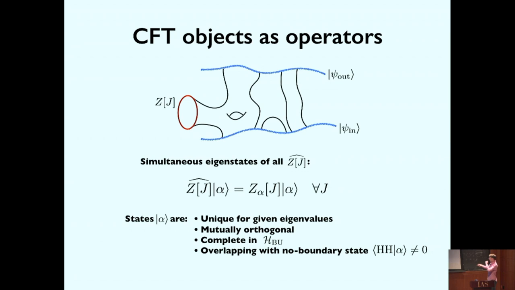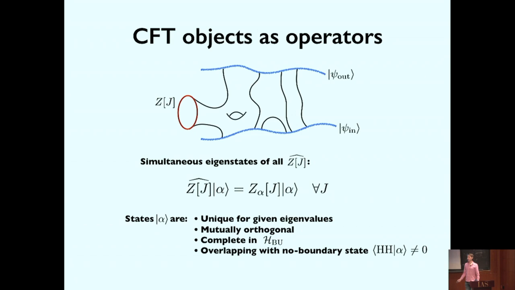These states alpha, first of all, they're unique for given eigenvalues. If I specify the eigenvalue of every Z of J, then we could show that these states are uniquely defined by their eigenvalues. They're all orthogonal to one another because they're commuting operators. They're actually complete in the baby universe Hilbert space. And finally, they all overlap with the no boundary state. So there's a special state, the Hartle-Hawking state, where I put no boundaries in the past. So this means that these alphas are actually a basis for the baby universe Hilbert space.